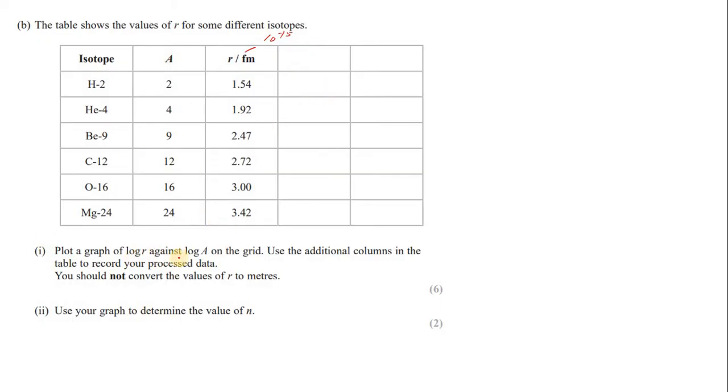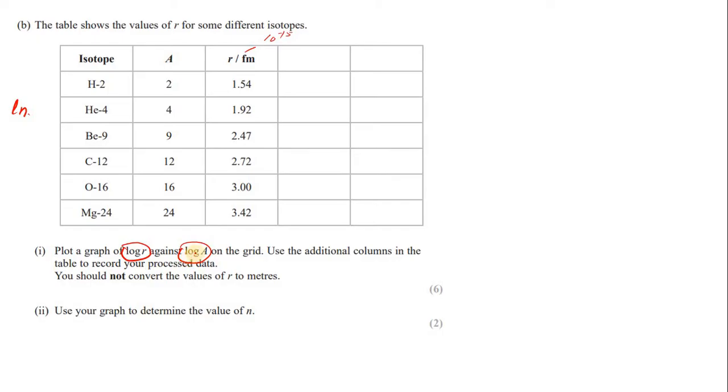Plot a graph of log of r against log of A on the grid. Use the additional column in the table to record your processed data. You should not convert the value of r to meters. That means we do not need to use the value of femto. We leave the number as it is, because we need to plot a graph of log r against log A. Remember, in your calculator you must use log, not ln. So log base 10.